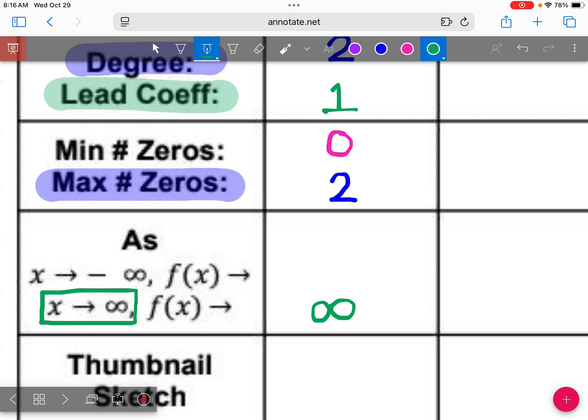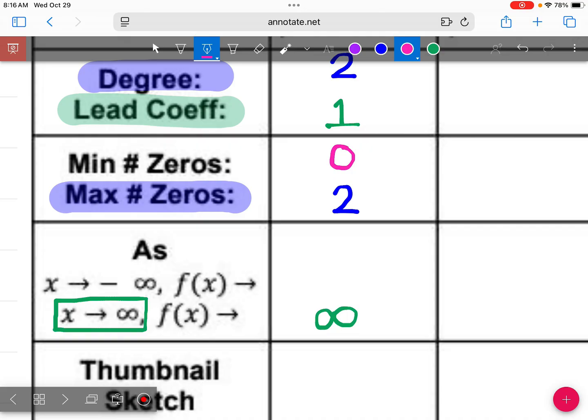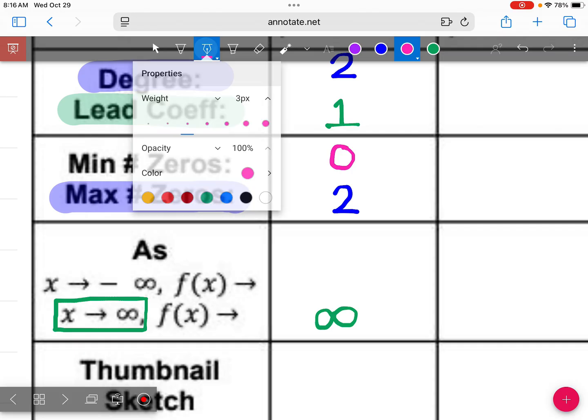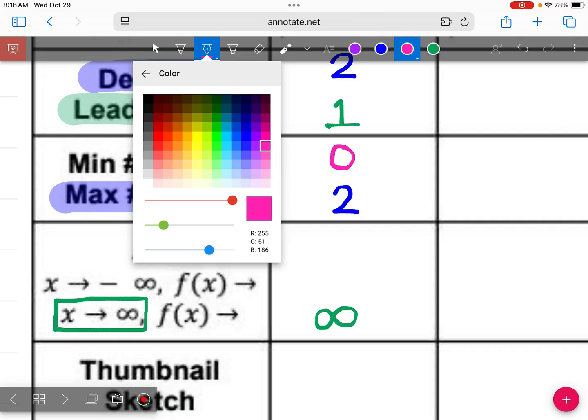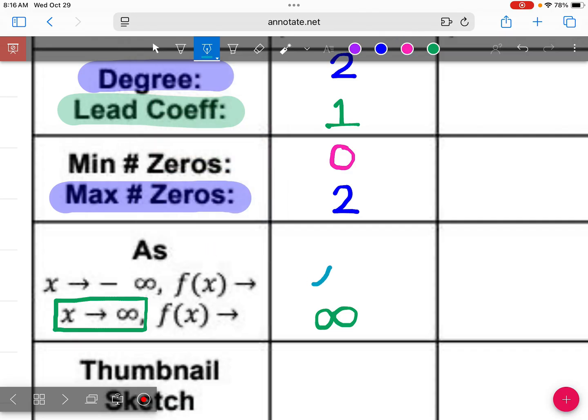Is our left arrow going to match, or is it going to be opposite? It is going to match. We use our evenness versus oddness for that. So our degree, we care about whether it's even or odd. Our leading coefficient, we care about whether it's positive or negative. So for our right arrow, we know that that's going to be positive. And our left arrow, we know is going to match because we're even, so it's going to be positive. So my left arrow goes up, and my right arrow goes up.